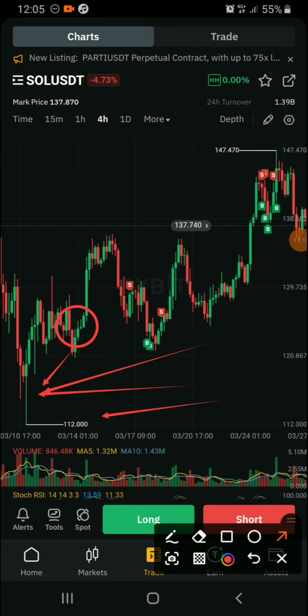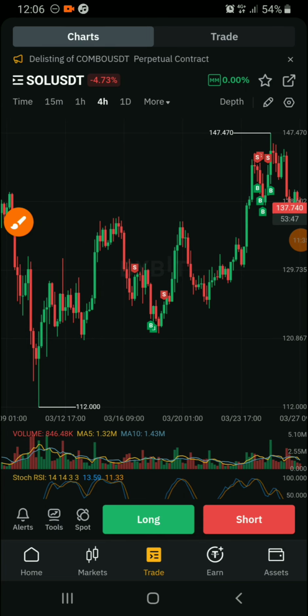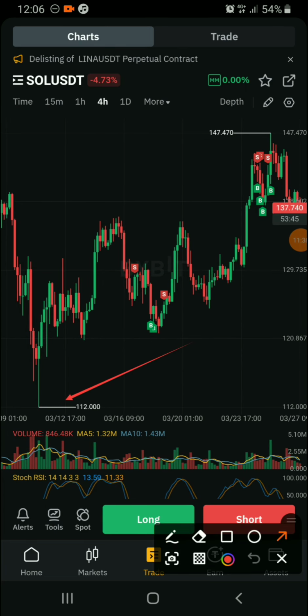So after identifying the swing high and swing low, the next thing is to study the key Fibonacci levels. Now that we know what a swing high and a swing low is, the next thing we're going to do is to turn on our Fibonacci indicator. Now guys, this is where it gets interesting. So now this is our swing high and this is our swing low, right?